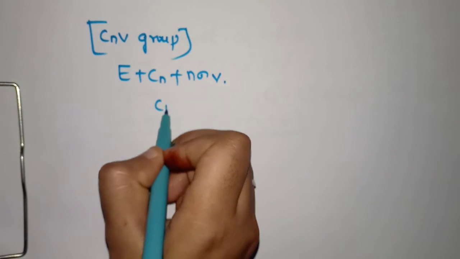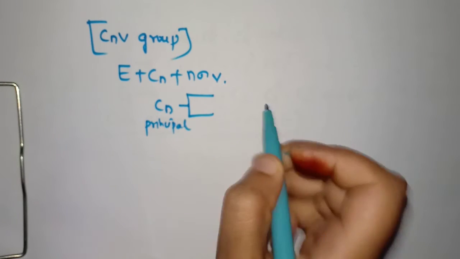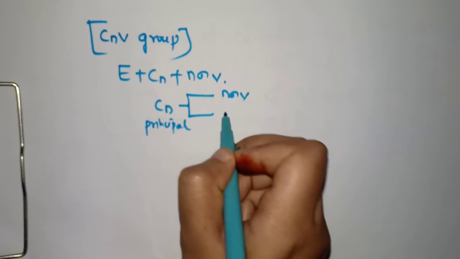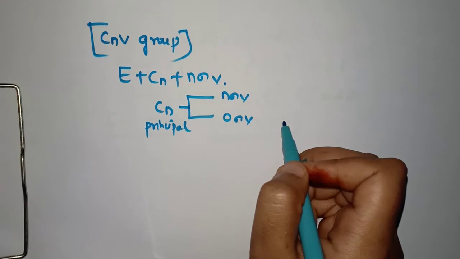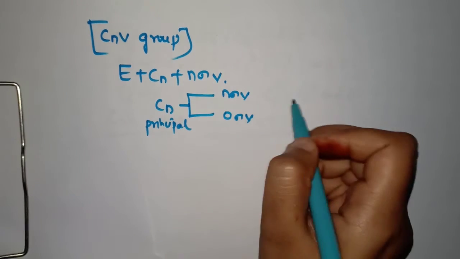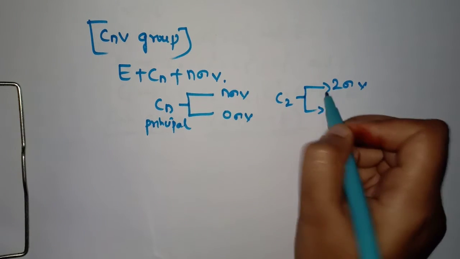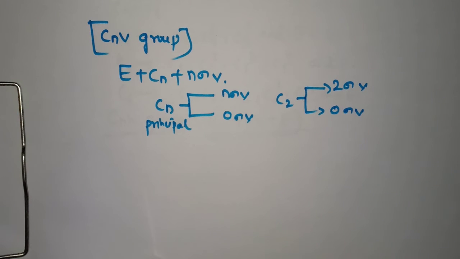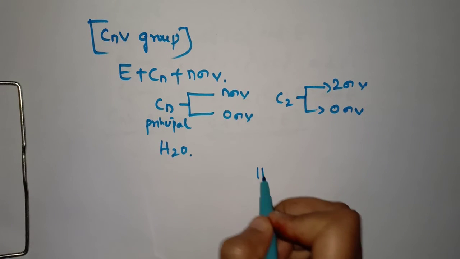We already know that the principal axis should consist of n sigma v or 0 sigma v. That means if we have C2, we should have 2 sigma v or 0 sigma v. If you find out 1 sigma v, then the rest of the things we will know already. Now taking the example of H2O. Take this H2O.